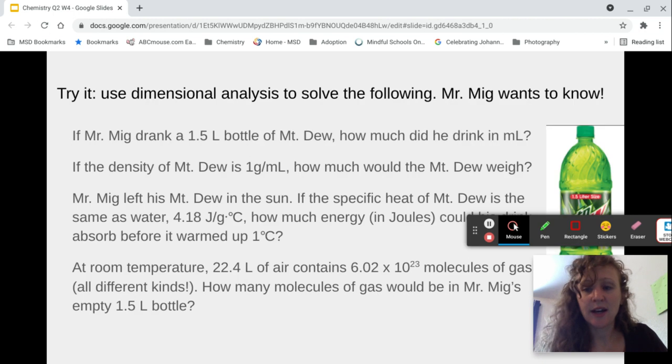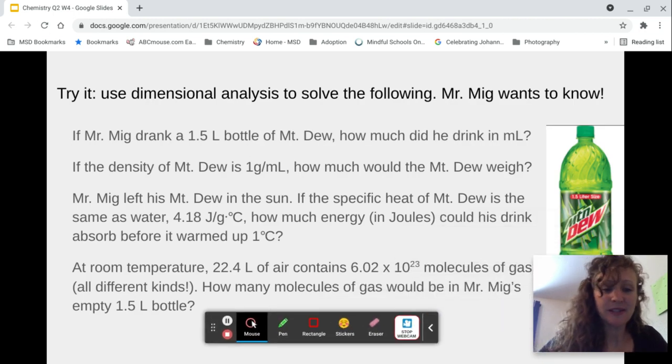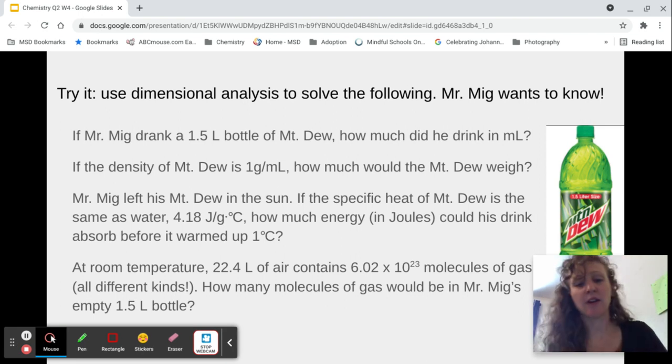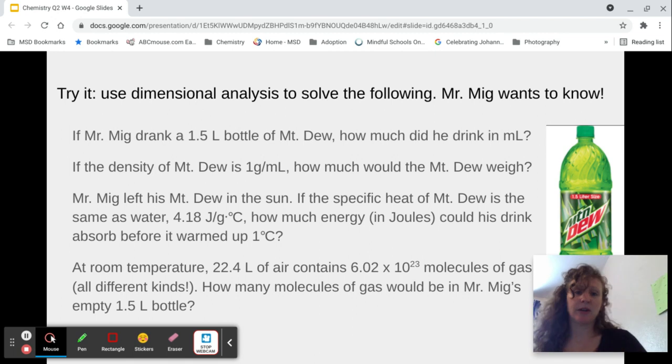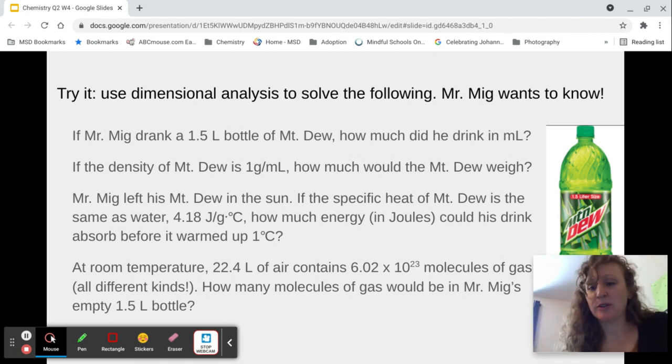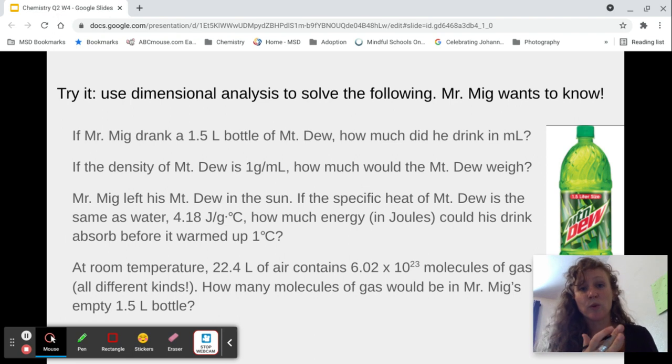If we continue on, I have a couple examples for you, and these examples are specific to our favorite neighbor, Mr. Mig. Not that our other neighbors are not favorite, but Mr. Mig just happens to love Mountain Dew. I don't know if you knew this about him. So I have a picture of Mountain Dew here, and we have a bunch of different examples of things we can deal with the Mountain Dew. We're going to deal with the numbers of Mountain Dew, the quantitative analysis of Mountain Dew, and we're going to try to use dimensional analysis to figure this stuff out. So our new favorite skill, dimensional analysis.